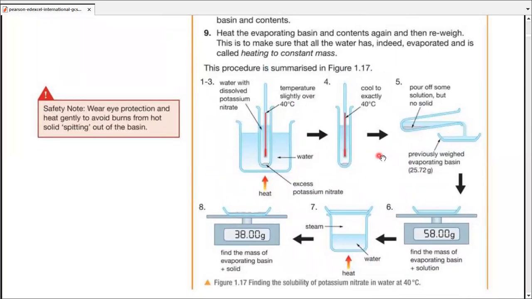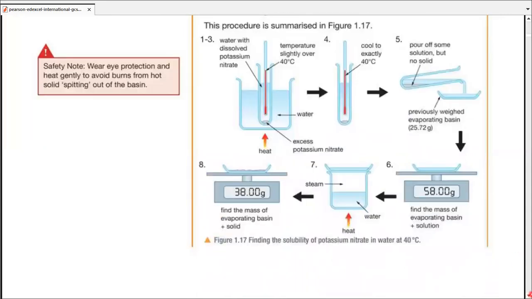Now this figure explains the whole thing. So we have water which we have heated. It's known as a water bath, in which we have the boiling tube, a thermometer set, and some potassium nitrate is thrown into a specific amount of water. Now we cool it to exactly 40 degrees centigrade, pour off some of the solution. We put it in the evaporating basin. This has a higher mass. We keep heating it until it comes to a constant mass. There comes the part where we need to calculate. Let's go with the calculation.